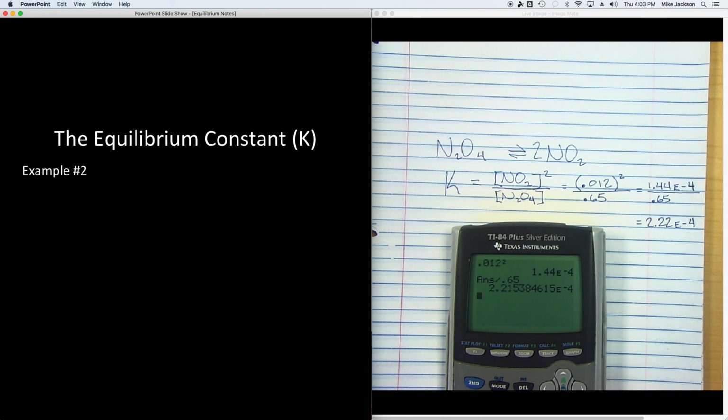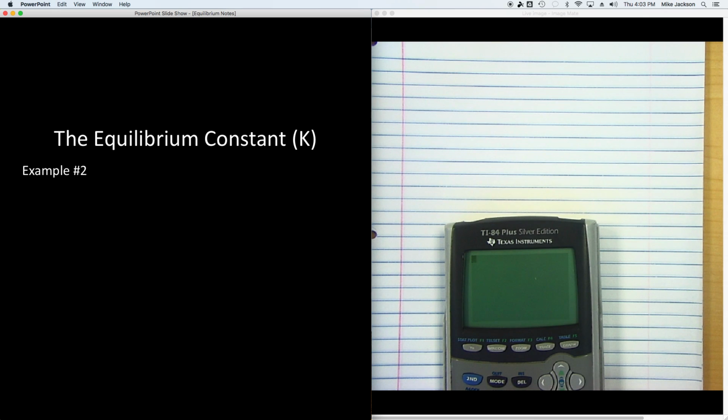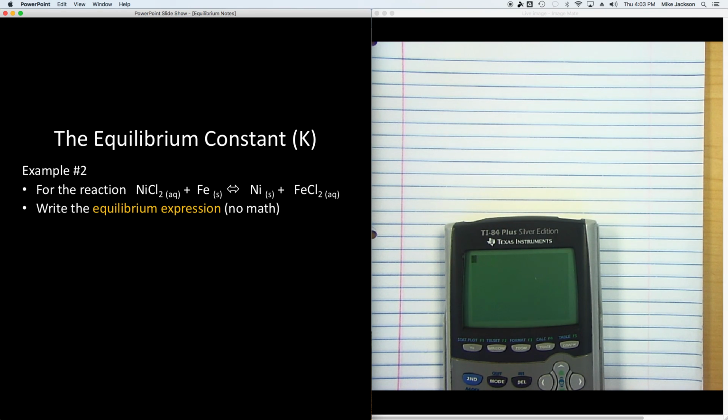And that is really as difficult as equilibrium constant calculations will get. But let's work another example just to be sure, and plus this way we can get some of the finer details. So for the reaction NiCl2 and Fe in equilibrium with Ni and FeCl2. Now we'll notice we have states of matter in this reaction, which is very important. Aqueous solutions we can measure concentrations of. However, solids we cannot. And remember, if we can't measure their concentrations, we leave them out of equilibrium expressions, which will become important when we write that equilibrium expression.